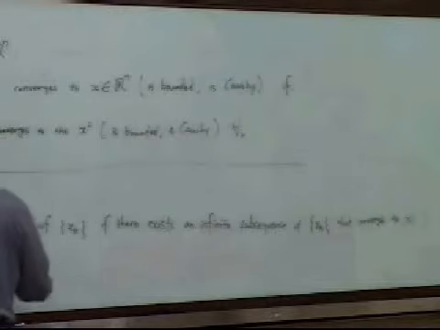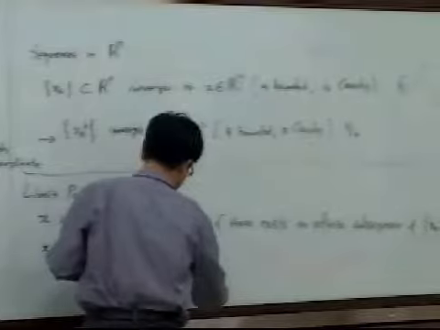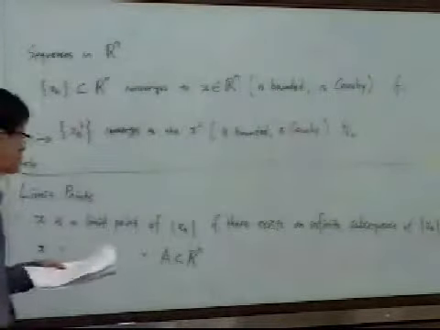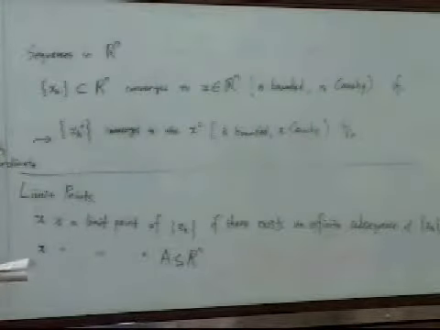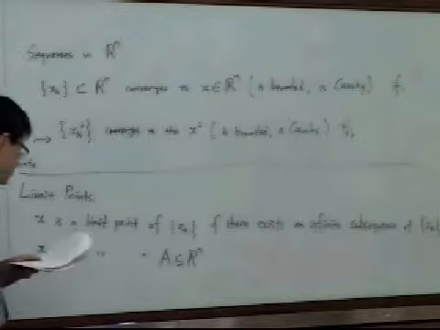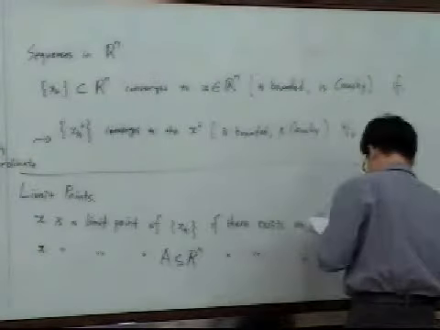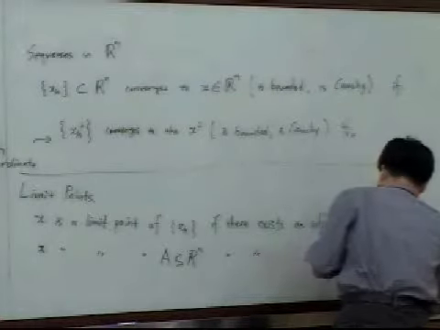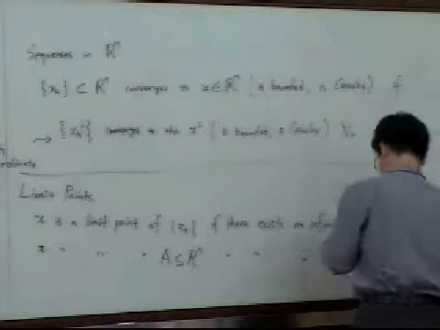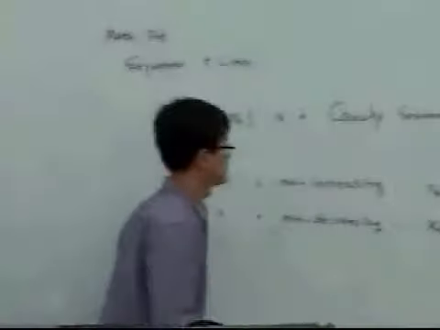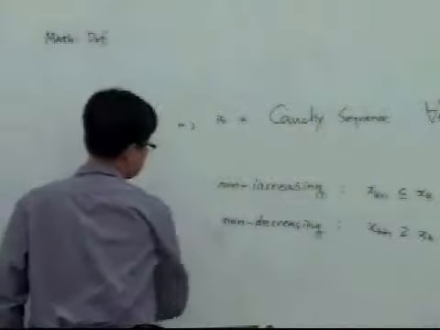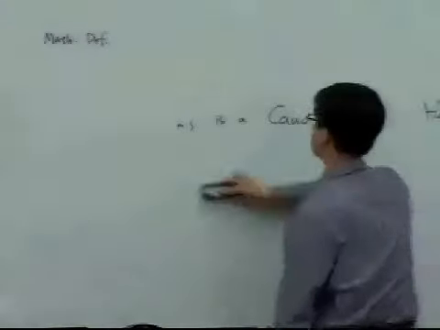x is a limit point of some set A in n-dimensional space, and it can be equal to the whole space itself, if there exists an infinite sequence x_k, which belongs to A, that converges to x. Okay.